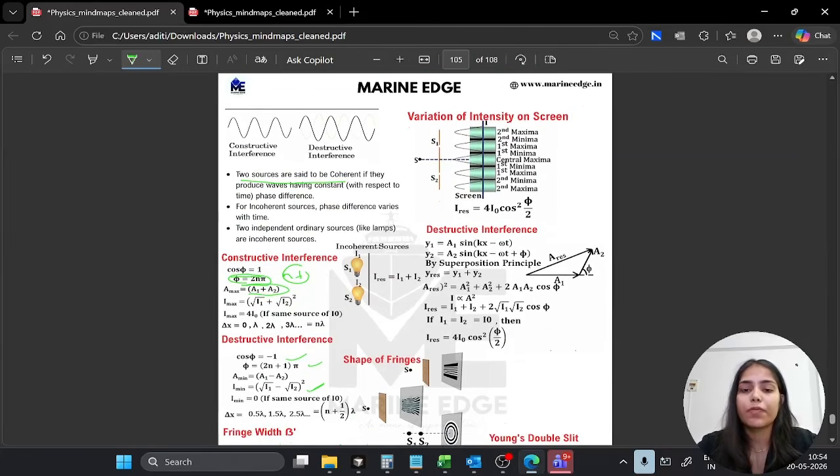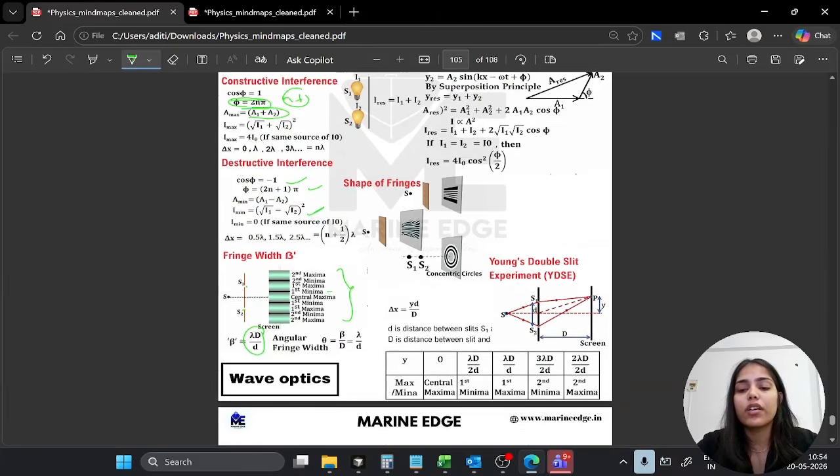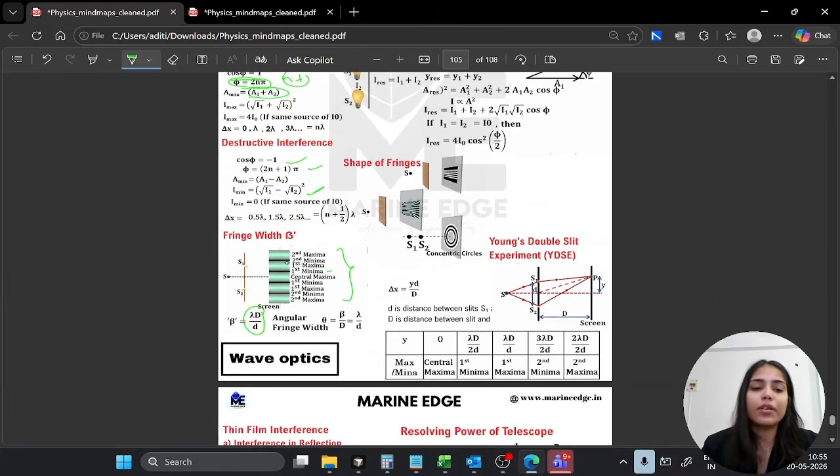Now, moving on. When you have a variation of intensity, the intensity is also 4I cos square phi by 2. All right. Next, moving forward, this is the result of the Young's double slit experiment itself. In this case, delta x is equal to y d upon capital D. Capital D is the distance between the slit and the screen, and d is the distance between the slits.